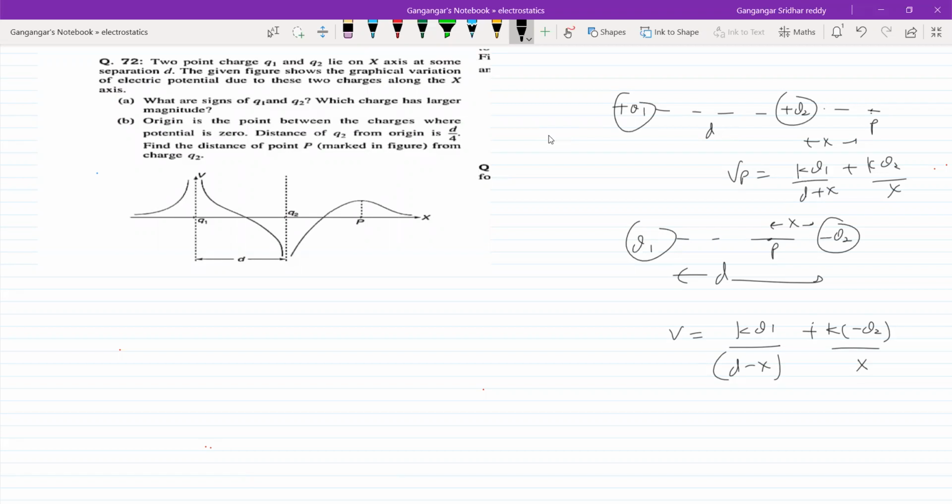This is nothing but, shall I say again, the idea of superposition. First, only due to charge Q1, what is the potential? KQ1 by D minus X. Next, only due to negative charge Q2, minus KQ2 by X. Both are present, I'll take the algebraic sum. N number of charged objects, let them be present. Potential at a point: you are going to add the potential due to individual objects. Then the algebraic sum, you'll get the resultant potential.